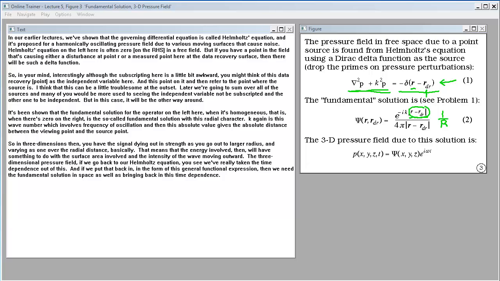The 3-dimensional pressure field, if we go back to our Helmholtz equation, you see we've really taken the time dependence out of this. And if we put that back in the form of this general functional expression, then we need the fundamental solution in space as well as bringing back in this time dependence.